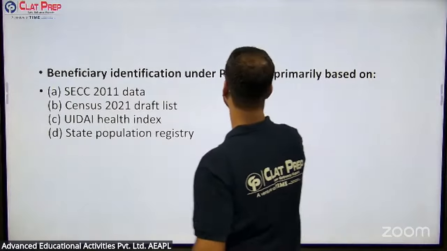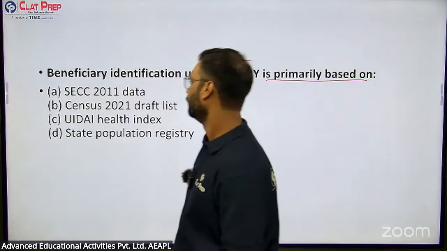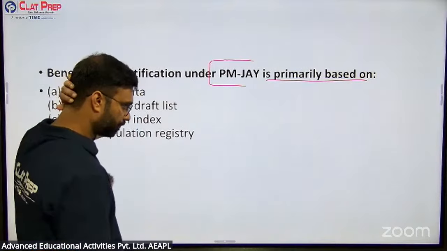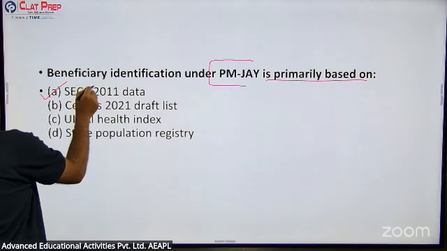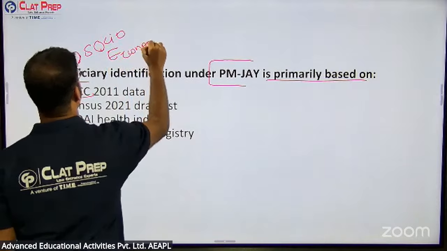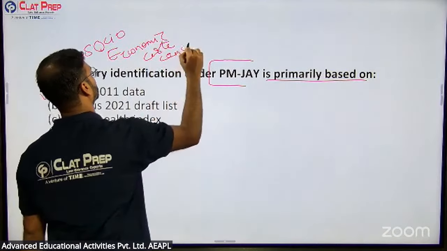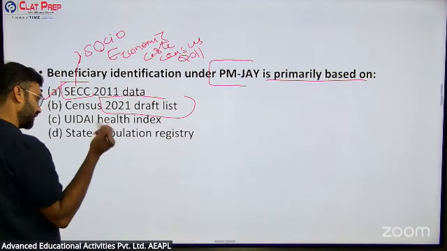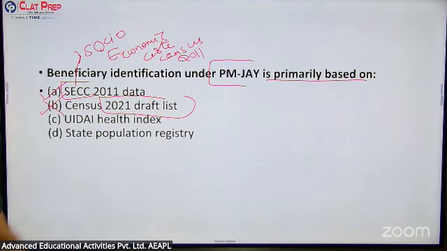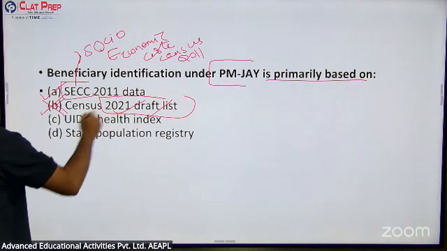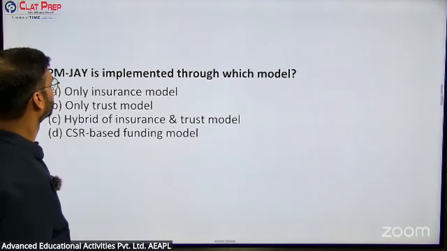Beneficiary identification under the Pradhan Mantri Jan Arogya Yojana is primarily based on which data? For this, the answer is SECC, that is Socio-Economic Caste Census of 2011, right? There is no census 2021 draft list because the census is yet to be conducted, so this option can be eliminated. Of course, it's a hyperfactual question, but there will always be some options which you can eliminate. In this question, you can eliminate this option because it is factually incorrect. All right, next one.